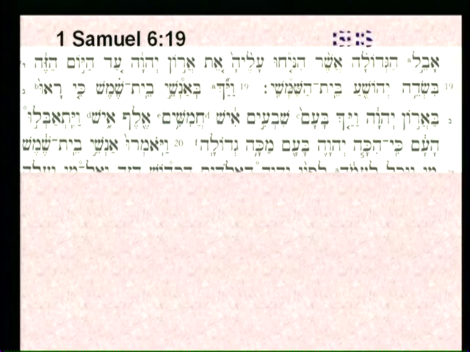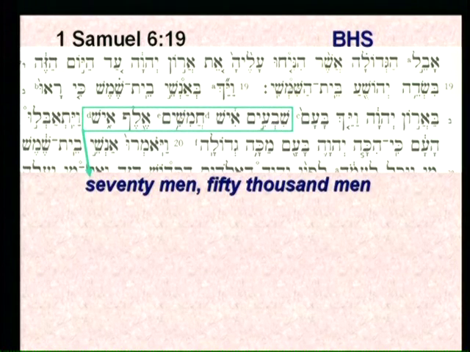All right? So as we look at this, we see the numbers. Shivaim is 70, ish, men. Chamishim is 50, eleph is 1,000, and ish again. So it's kind of an unusual wording: 70 men, 50,000 men. It's perhaps a little bit unusual, but it's not rare. It is found like this in other passages of Scripture. But the question is, is it an accurate number?